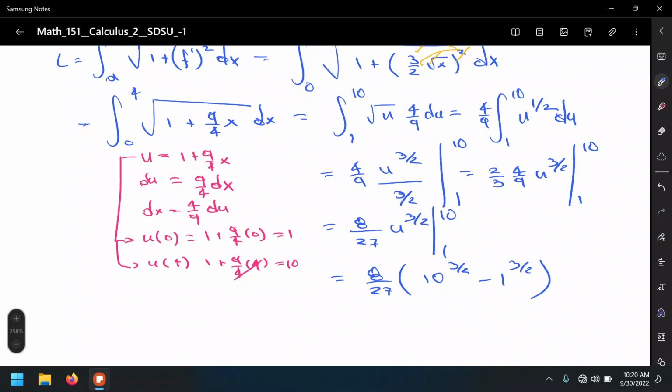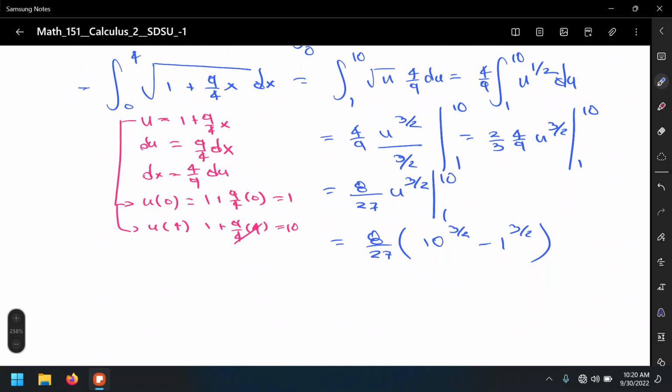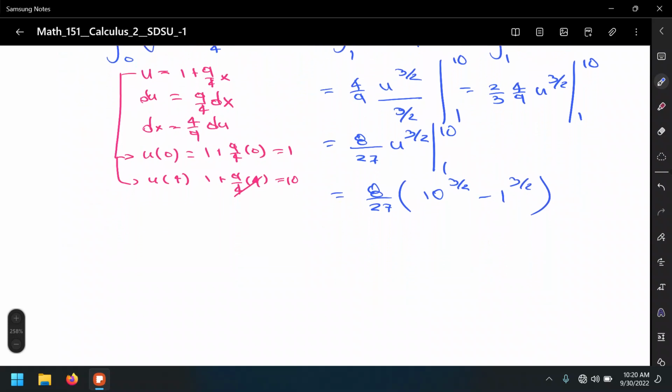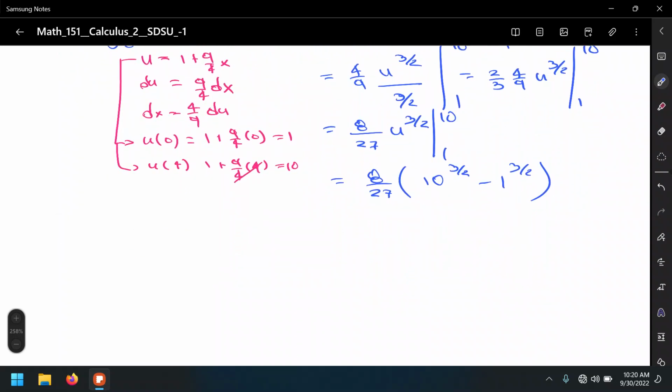And we need to reduce radicals to exact form and to the simplest form in this case. So let's see. Well, 1 to whatever power, it's still going to be 1. That's 8 over 27 times the square root of 10 cubed minus 1. How do we simplify the square root of 10 cubed? Well, you don't want to take 10 and raise it to the 3rd power. That's going to give us a big number, and it may be hard to find the square root.